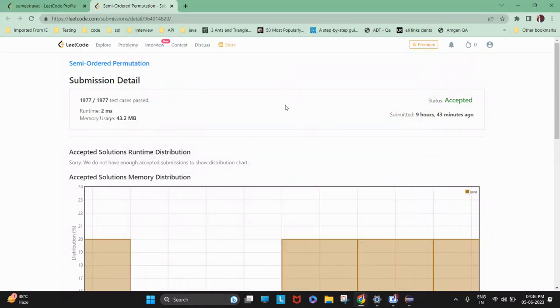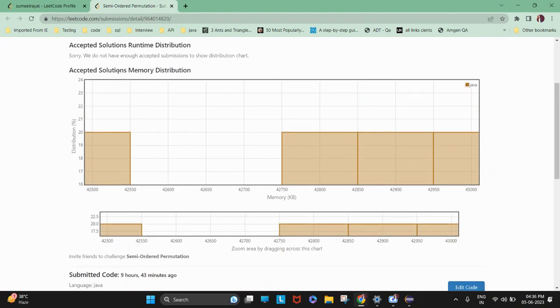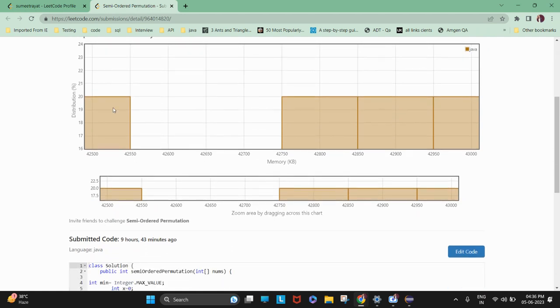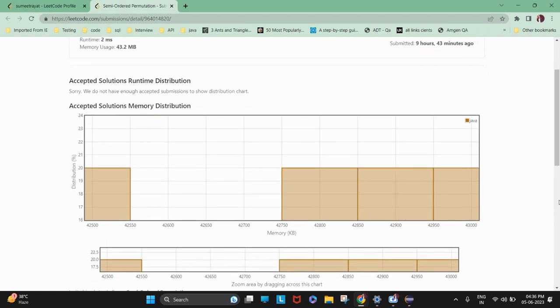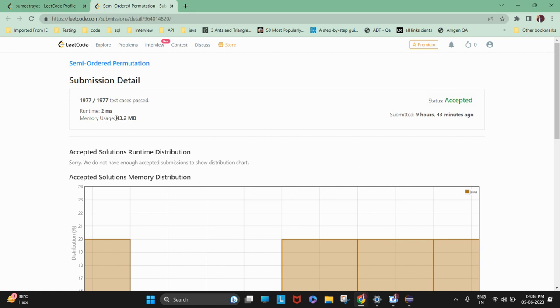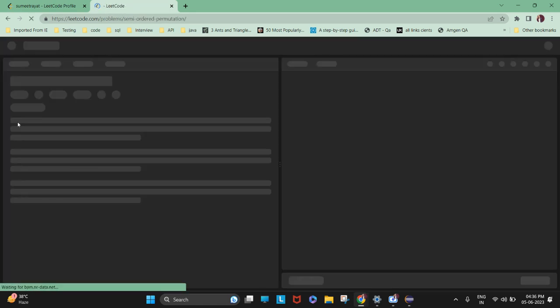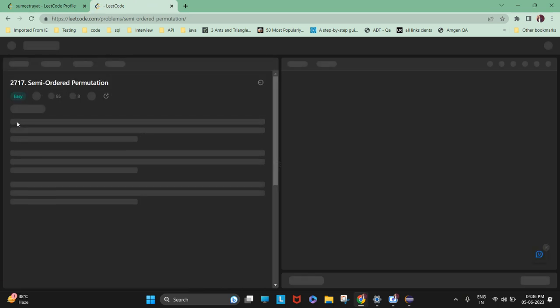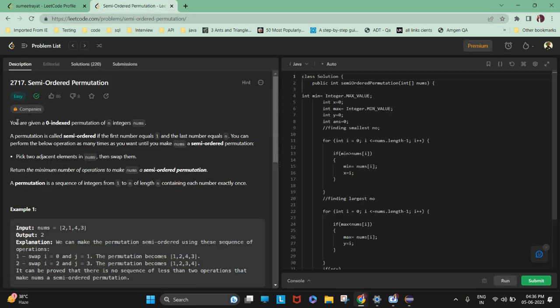Okay, so today's question is Semi-Ordered Permutation. This has been solved, 1977 cases have passed, it took 2 ms and 43 MB of memory, and it beats 100% of the submissions. So let me take you through the problem and solution.